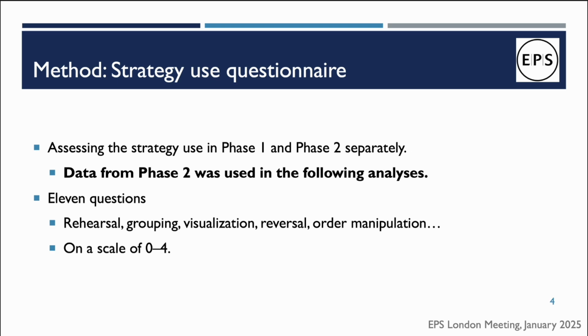We used questionnaires to assess the strategy used in both phases. The data from phase 2 was used in the following analysis. Participants rated the frequency of 11 strategies, such as grouping and visualization, on a scale of 0 to 4.